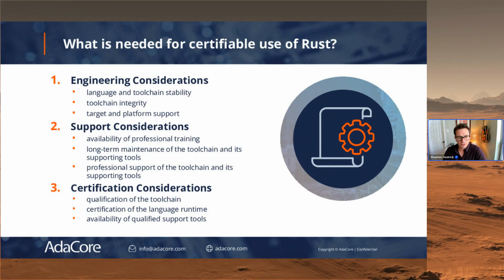And we want to take things further by providing long-term support and professional support for the toolchain and supporting tools, but not just from the support team, but from engineers who are specialists in these things. And obviously, the qualification of the toolchain, certification of language runtime, and qualified support tools. These are all things that are happening now. We're moving things forward, and it sounds like AdaCore is checking a lot of boxes, like I mentioned, and we'll continue to do so as we bring GNAT Pro for Rust to parity with our offerings in Ada, SPARK, and C, C++.